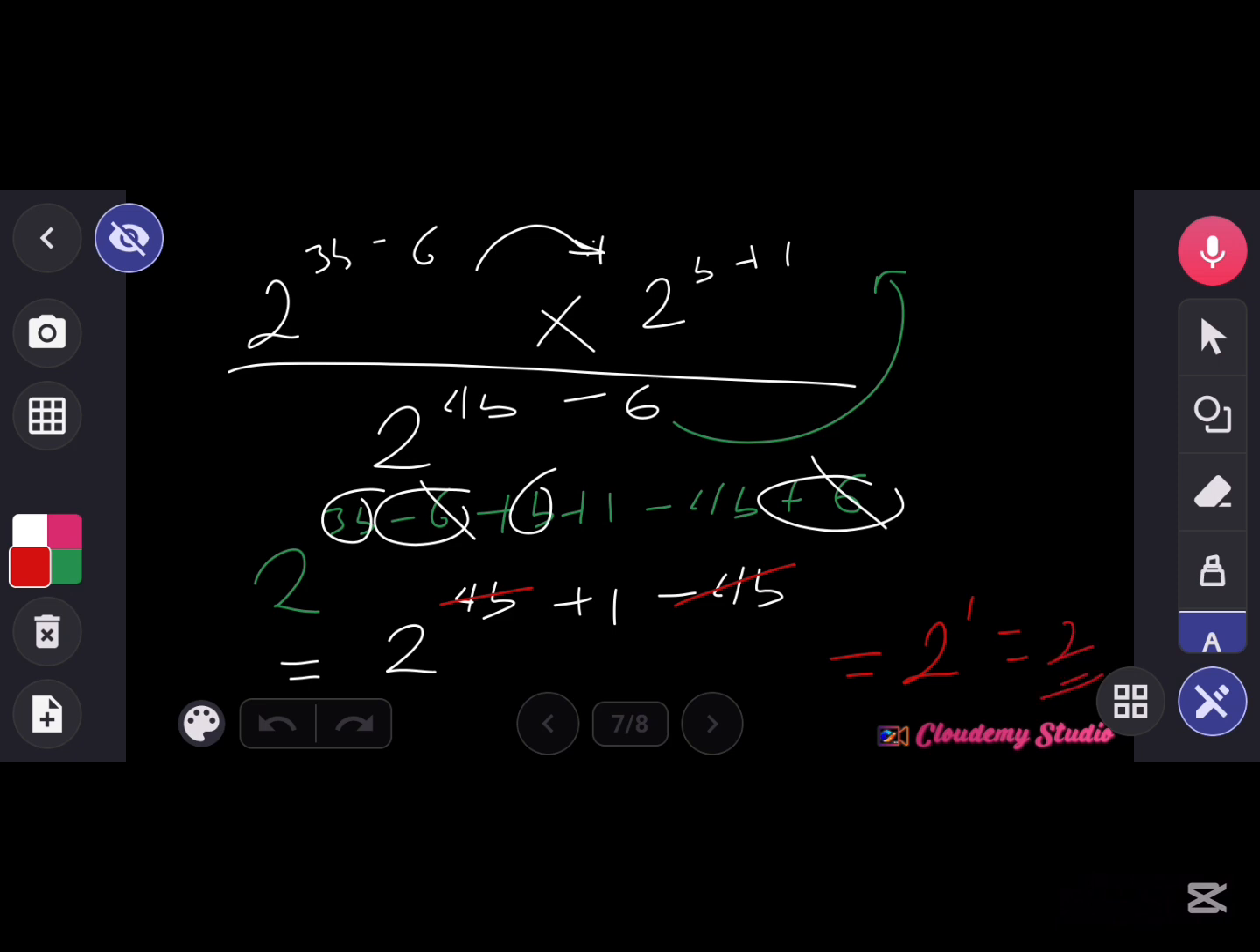So, those are the equations that we have to solve. So, in the next video, we'll be showing how to use indices law to look for unknown variables in exponential equations. And that is what we'll be looking at in the next video.